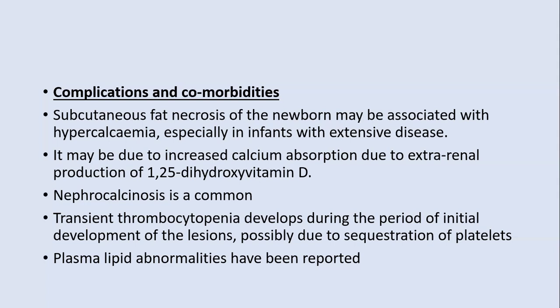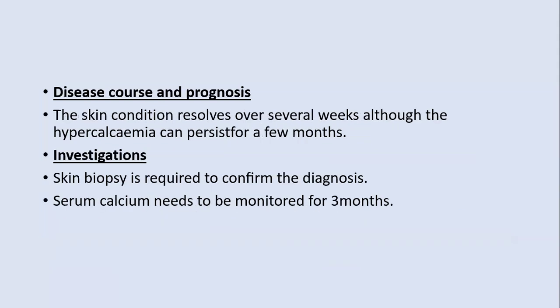Transient thrombocytopenia develops during the period of initial development of the lesions, possibly due to sequestration of platelets. Plasma lipid abnormalities have been reported. The disease course and prognosis. The skin condition resolves over several weeks, although the hypercalcemia can persist for a few months. Skin biopsy is required to confirm the diagnosis, and serum calcium needs to be monitored for 3 months.